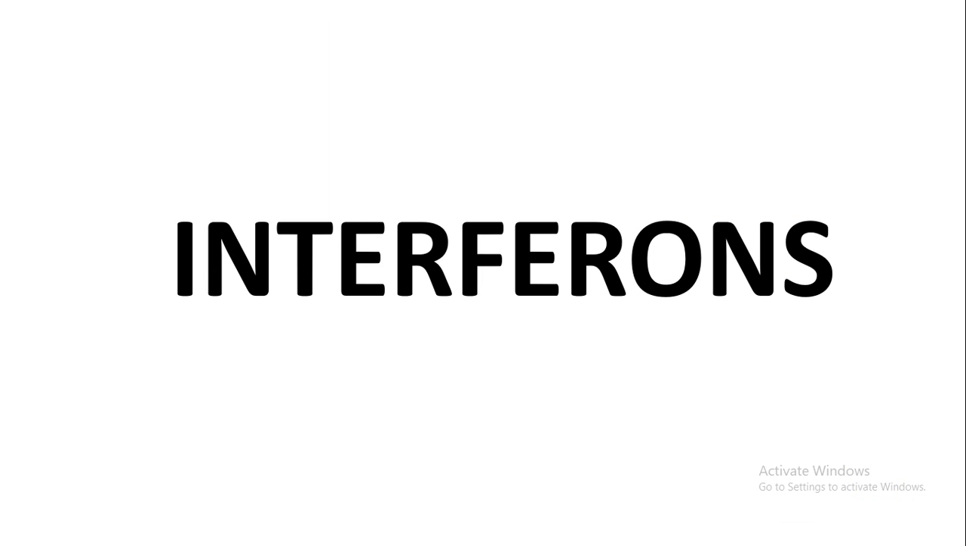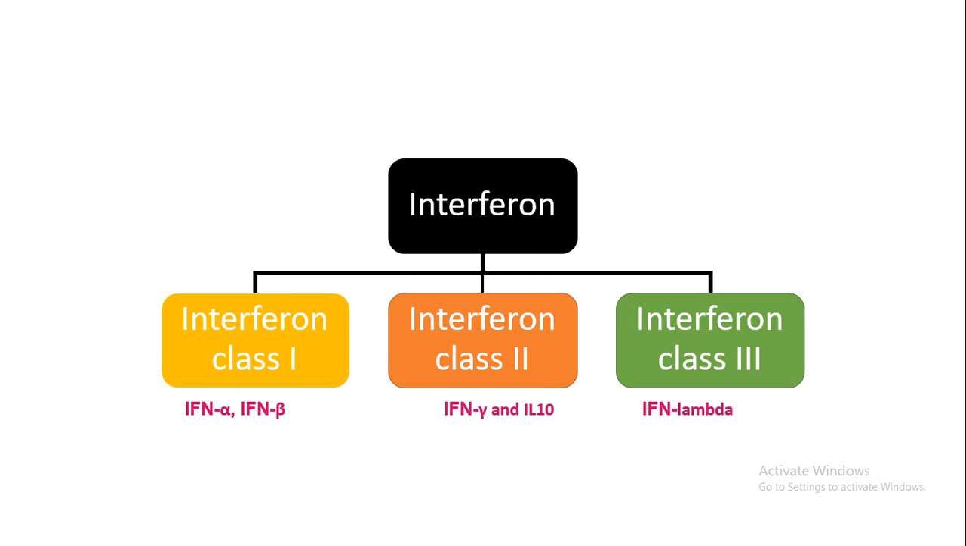Now we will talk about interferons. As the name suggests, interferons interfere with some processes. I have a detailed video describing the interferons and their mode of action. So if you haven't watched it, you can watch the video in my immunology playlist. Now, interferon has 3 families: interferon class 1, class 2, and class 3. Class 1 comprises interferon alpha and interferon beta, whereas class 2 has interferon gamma and interleukin 10. Class 3 is a newly discovered family comprising interferon lambda.